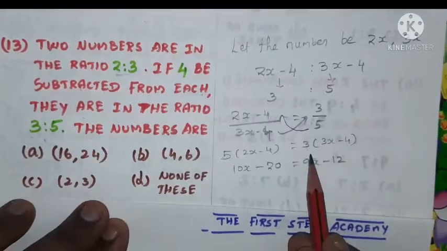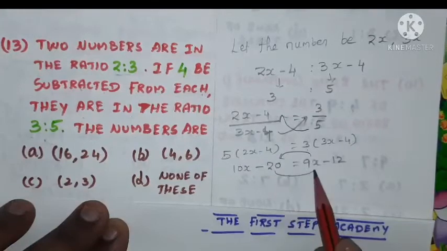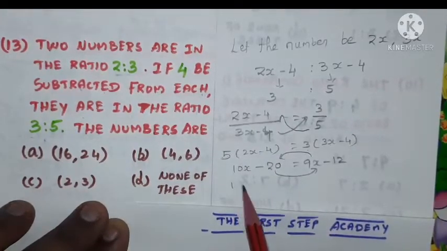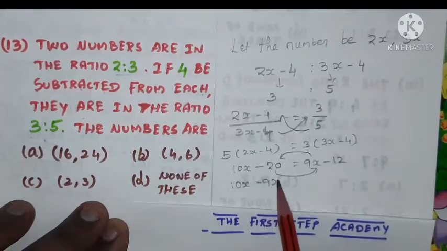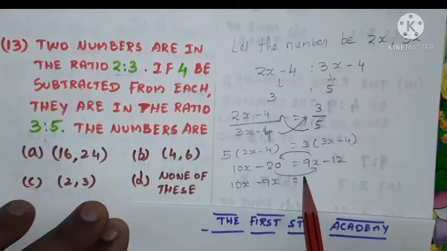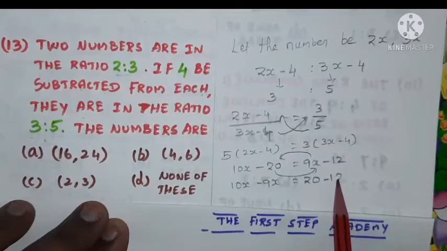So bring all x to one side and bring the constants to the other side. Hence 10x minus 9x, which is equal to plus 20 minus 12.